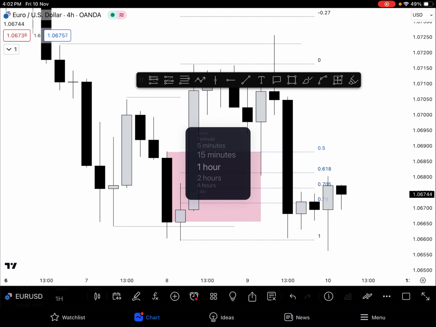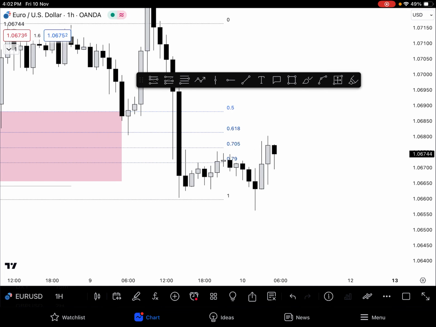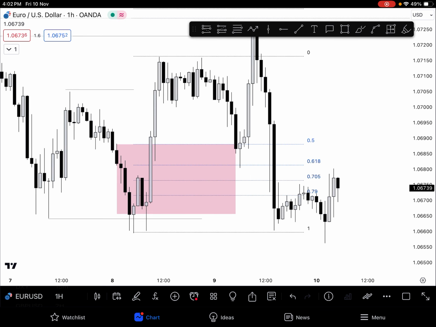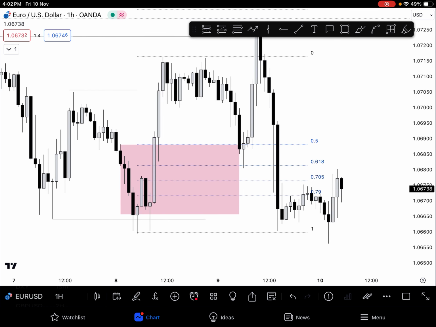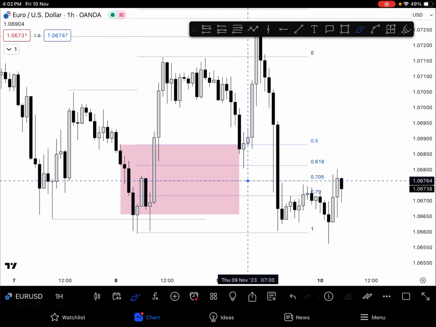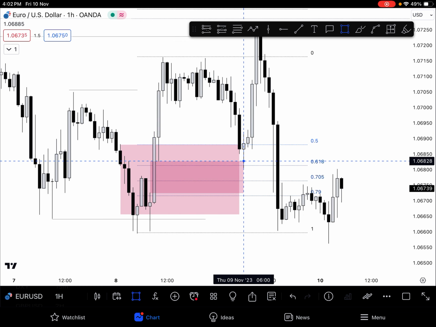So let's go to the lower time frame. In the 1 hour time frame, what do we have? The candle came, and one more interesting thing I will say now: if you see here, in this pink area point of interest, we have a 1 hour fair value gap.